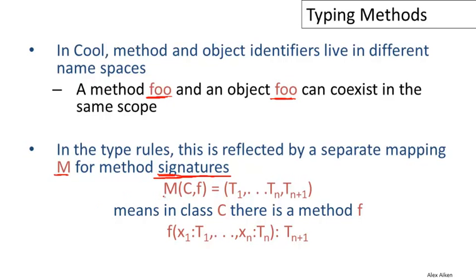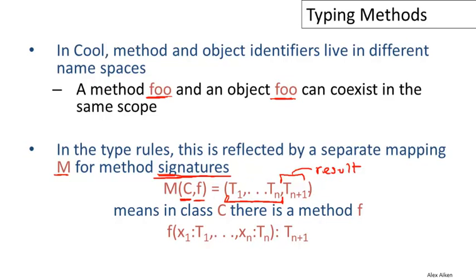And so this table, M, is going to take the name of a class and the name of a method in that class, and it's just going to tell us what the argument types of the method are. All but the last type in the list is one of the argument types of the method, and then the last type is the result type. That's the type of the return value.